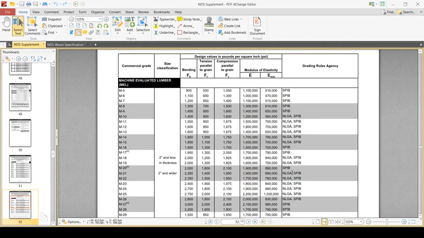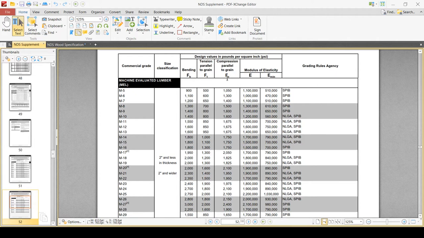And why are some values left out? Well, the reason is that as we go through the course, we will see that these types of stresses, bending, tension parallel to the grain, compression parallel to the grain, and elastic modulus, are the things that tend to be most critical in actually designing, especially things like tension and compression members, flexure members, that sort of thing.